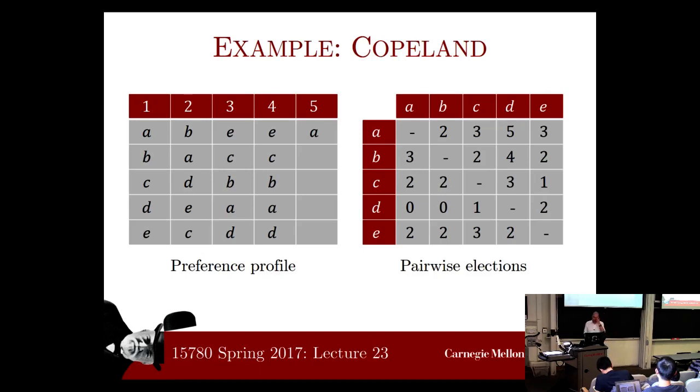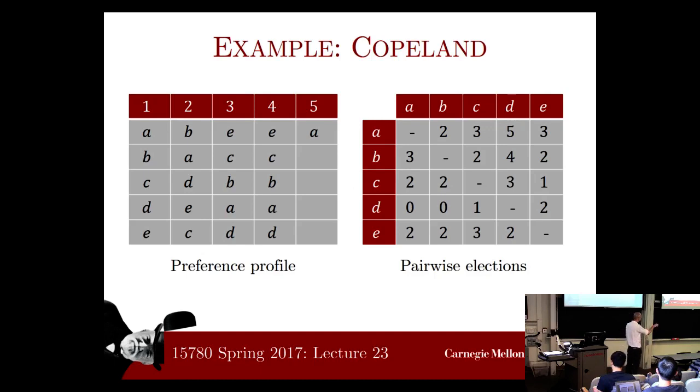So let's see how this algorithm would work for this rule. So what we're given here is, we're saying the manipulator is voter 5. These are the votes for the 4 other voters, which we know. The preferred alternative, like before, is alternative A. And what this table is showing is the pairwise comparisons between different alternatives in terms of how many voters prefer the alternative in the row to the alternative in the column.